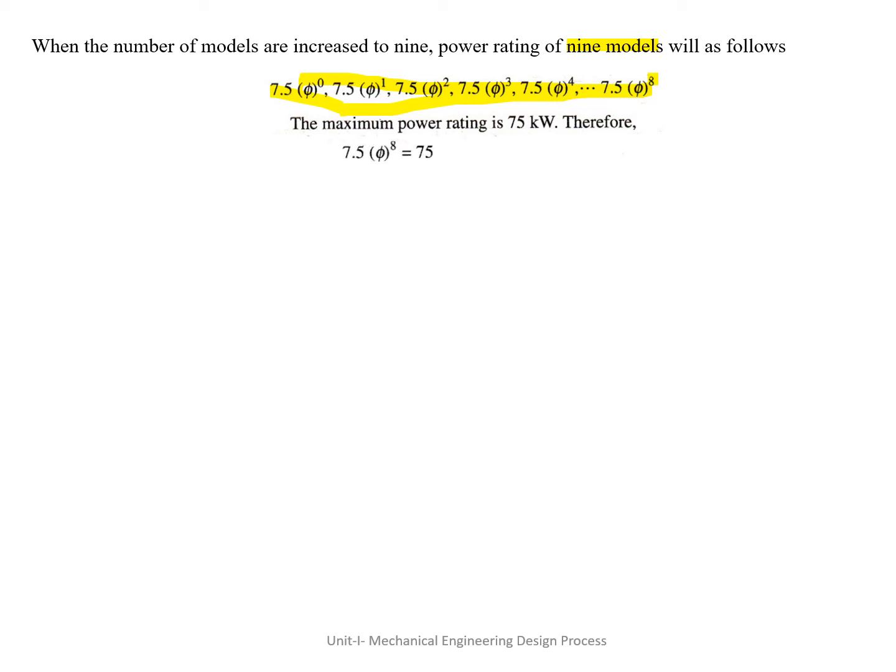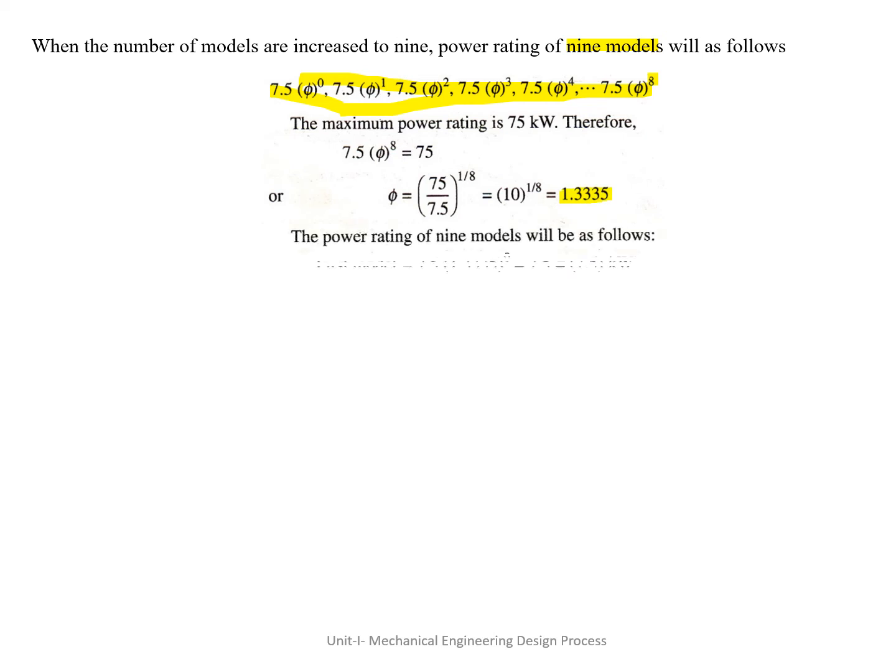Now 7.5 into phi raised to 8 equals 75. The same procedure we apply, and we get the series factor as 1.33. Now 7.5 into 1.33 to the power 0 is 7.5, because anything raised to 0 is 1. The second model is 7.5 into 1.33, which is 10 kilowatts. Don't get confused.